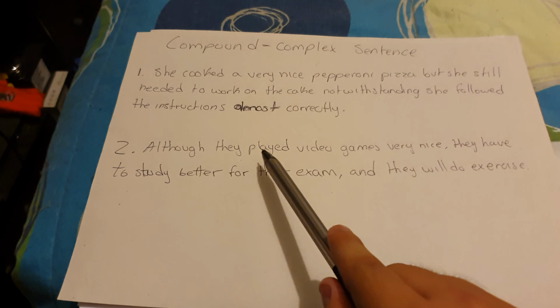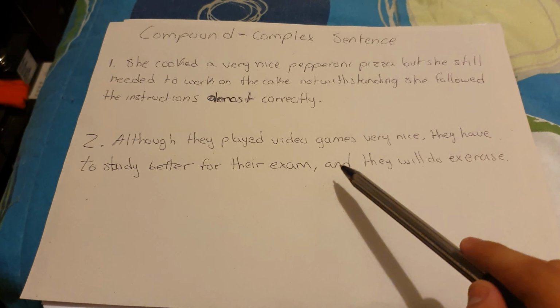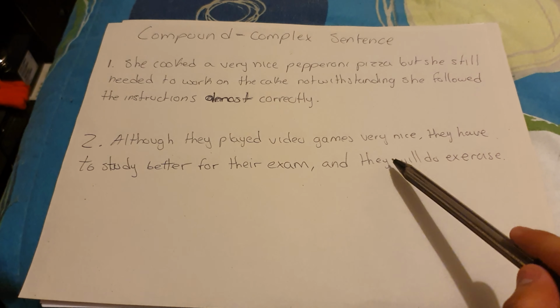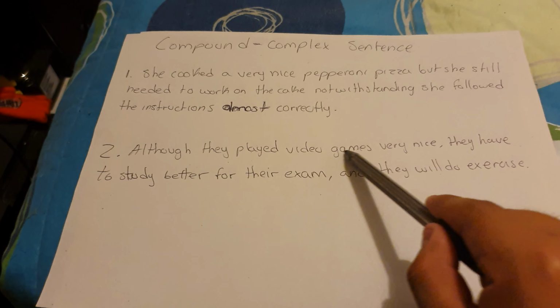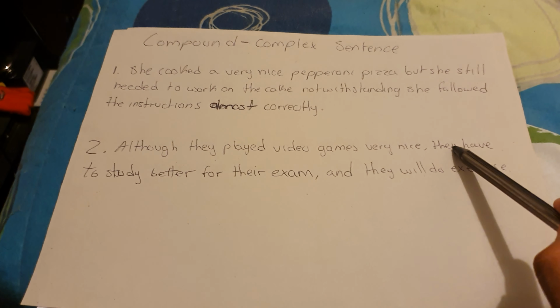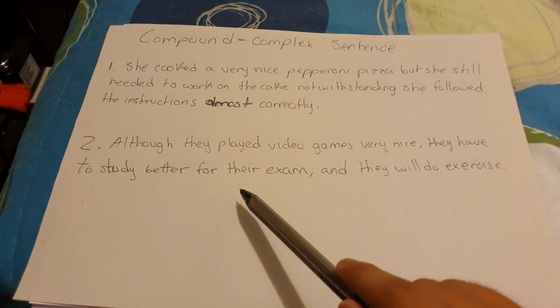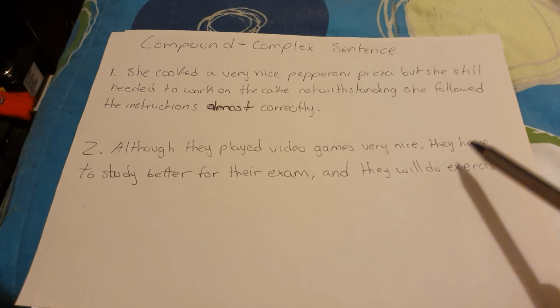Also, they played video games very nice, comma, they have to study better for their exam, and that is the coordinating conjunction, they will do exercise. So all of this is a dependent clause. Next one is an independent clause. They have to study better for their exam, and then we have another independent clause.